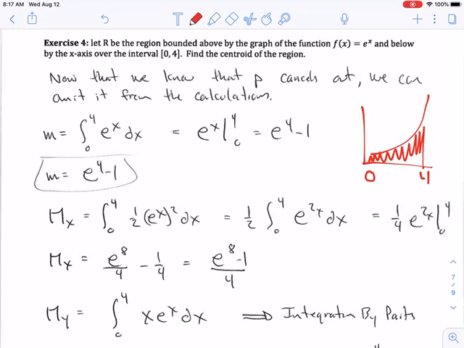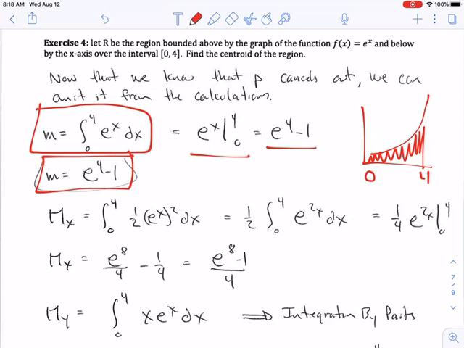So the first thing that we do is we use our mass equation. And so that's the integral from 0 to 4 of e to the x dx. So the antiderivative of e to the x is e to the x. Evaluated from 4 to 0 is e to the 4th minus 1. So our mass, total mass, is e to the 4th minus 1.